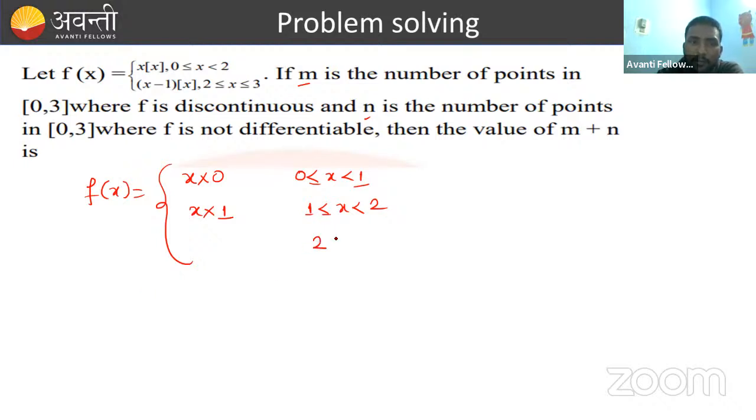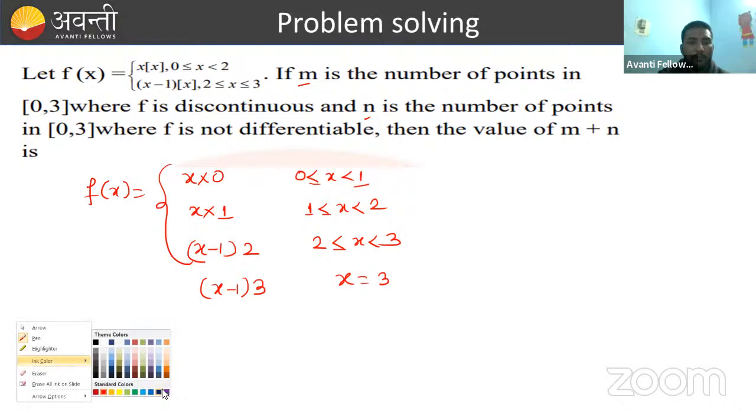Similarly, if we are going from 2 to 3, where 3 is not included, then it will be x into what? What is the greatest integer function of x for 2 to 3? It is 2. And if it is exactly x equal to 3, then what is it? x into 3. Okay, so now we have got the function. Now what do we need to do?